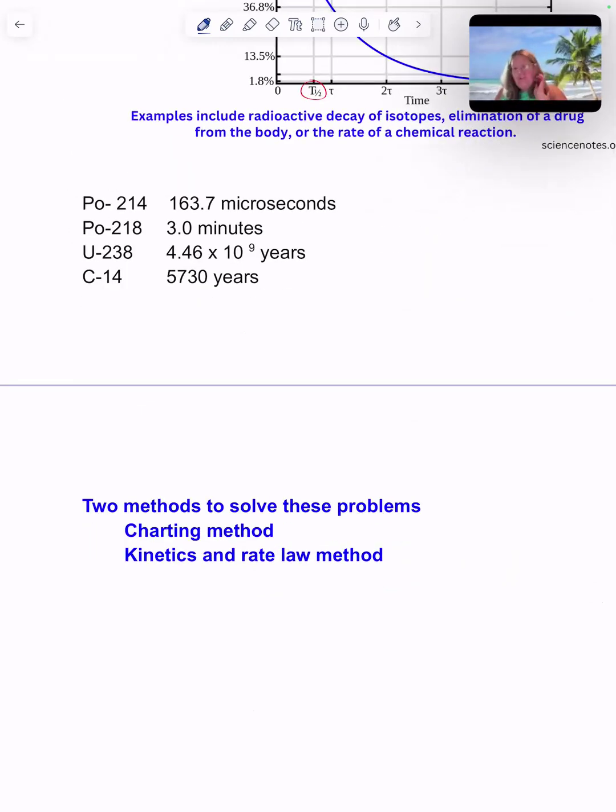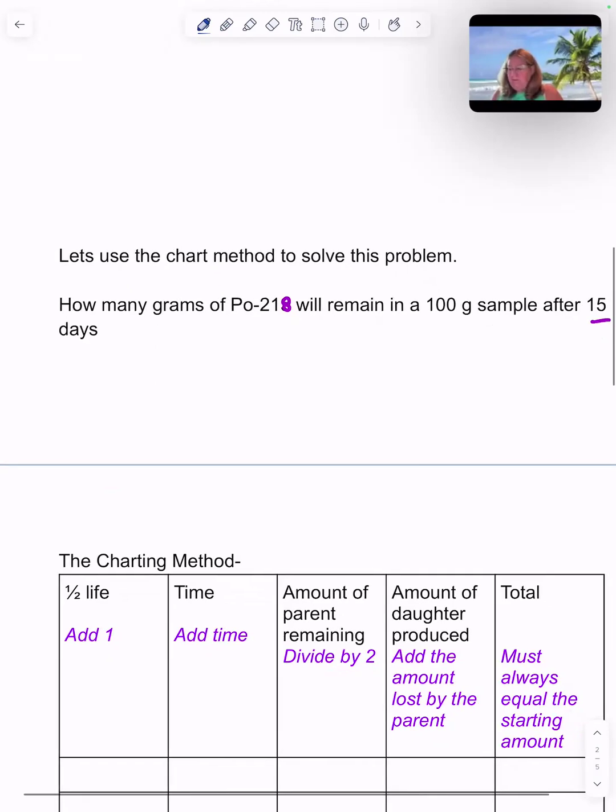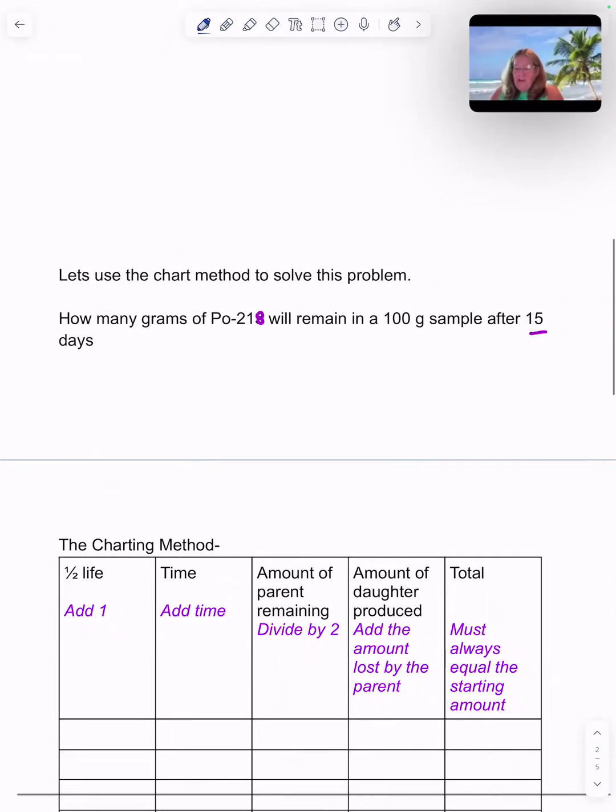So we're going to use two methods to do this. The charting method, which is obviously the easiest, and then there's the kinetics integrated rate law method that you're going to use more in AP and pre-AP. So the chart method, let's look at an example. How many grams of polonium-218 will remain in a 100-gram sample after 15 days? I had a little typo there, so I fixed it.